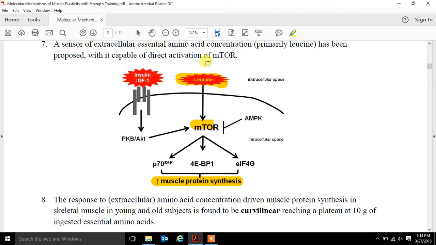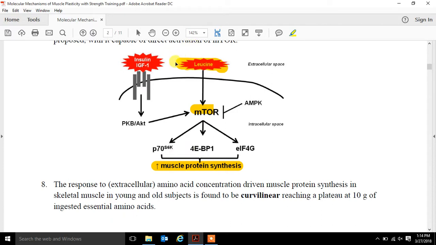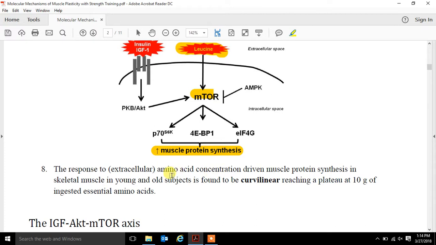And this is great. There are supplement companies that have made millions of dollars on this pathway, and good for them. But if you actually look at the literature, and the reason we're not going to talk about this pathway in much more detail is in reality, it's not a pathway that's that important, because if you actually look at the data, the response to the amino acid concentration that drives this muscle protein synthesis, in cell and muscle, young and old subjects, is found to be curvilinear. So there's a point at which more doesn't do you any good.